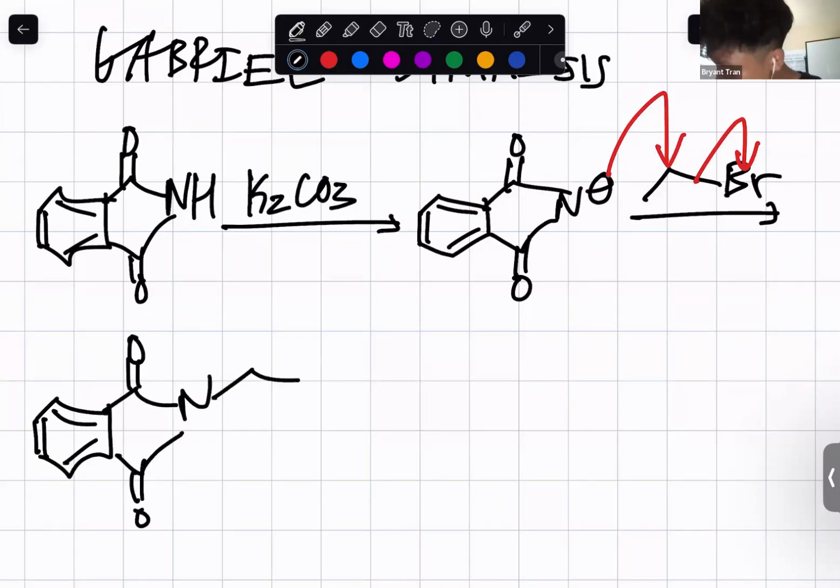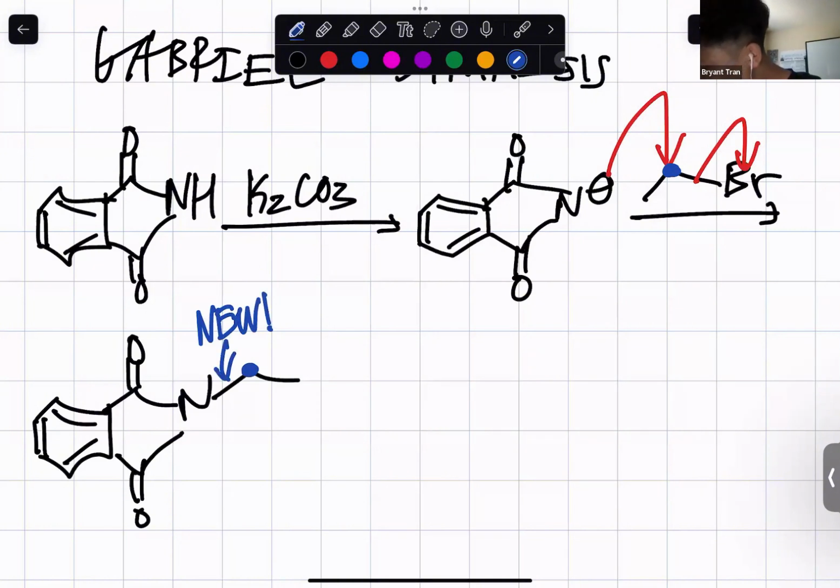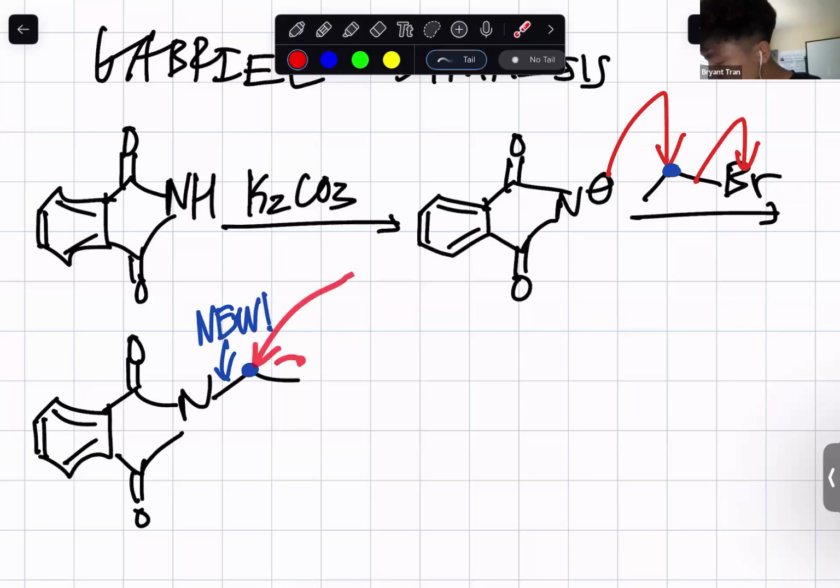Now, to keep track of everything, this is what I recommend doing. Keep track of this carbon right here, which I'm going to color code in blue. This is the new bond that we made between this nitrogen atom and this carbon right here. And we see that this blue color-coded carbon is attached to a methyl group, which is this methyl group right here. And the bromine got kicked out.